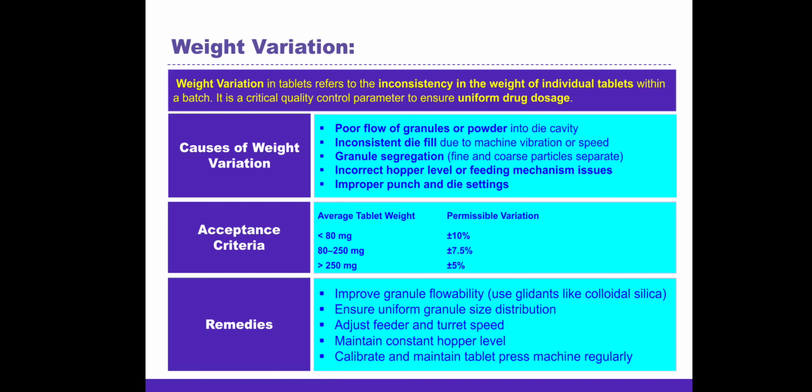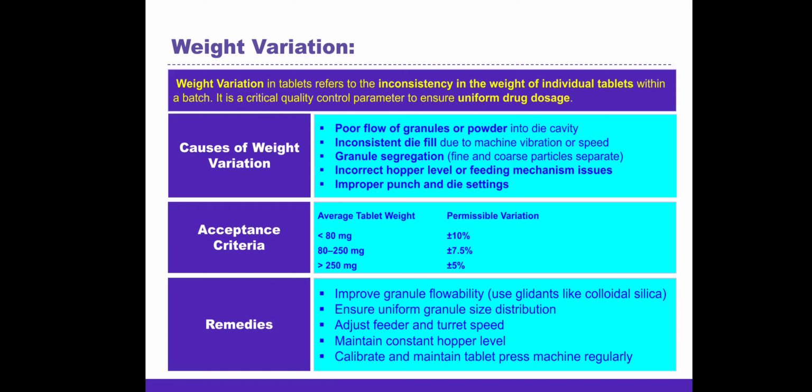Now we'll see the acceptance criteria for weight variation. For the average tablet weight, if the tablet is less than 80 milligram, then the weight variation limit will be plus minus 10%. For 80 to 250 milligram, it will be plus minus 7.5%. Then if the tablet is more than 250 milligram, then the weight variation limit will be plus minus 5%. Now we'll see the remedies for weight variation.